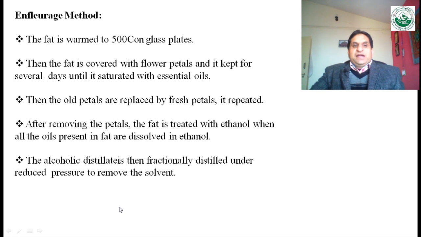Next one is the enfleurage method. So in this method the fat is heated up to 50 degrees Celsius on a glass plate. Then this fat is covered with the flower petals and kept for several days until it is saturated with the essential oil. Then the old petals are replaced by fresh petals and the process is repeated. After removing the petals, the fat is treated with alcohol. When all the oils present in the fat are dissolved in the ethanol, the alcoholic distillate is then fractionally distilled under reduced pressure to remove the solvent.